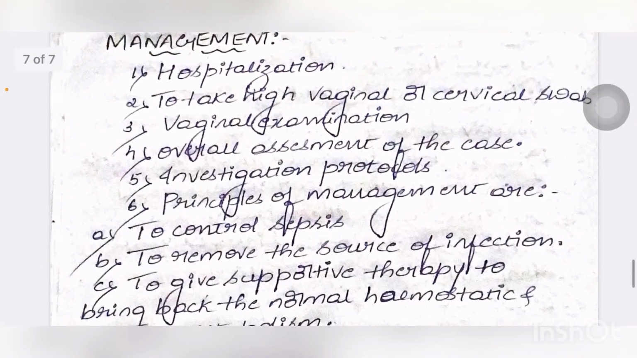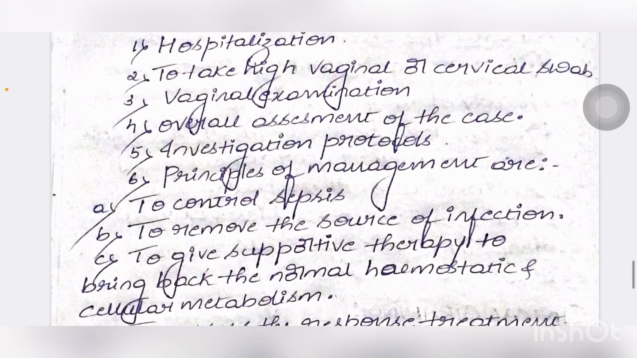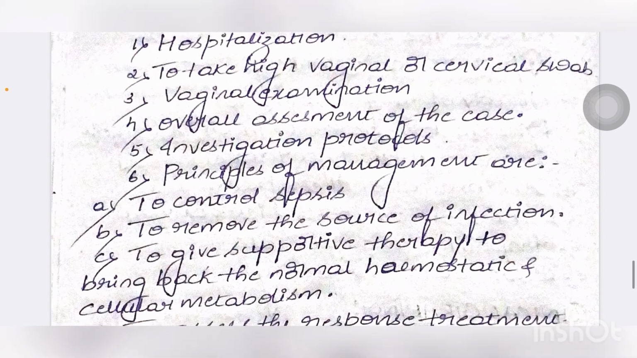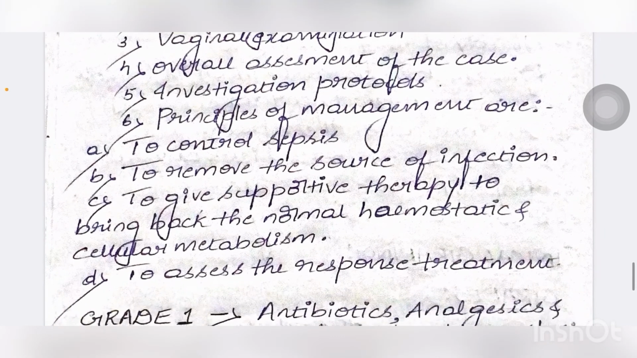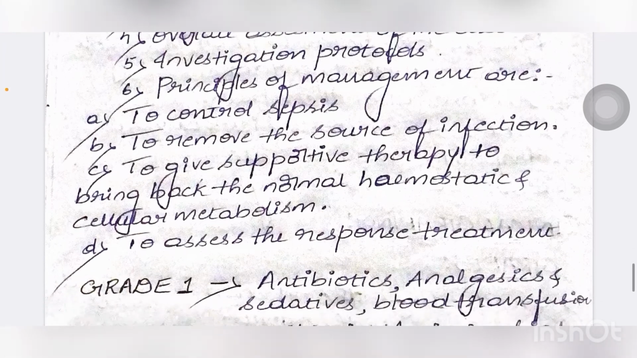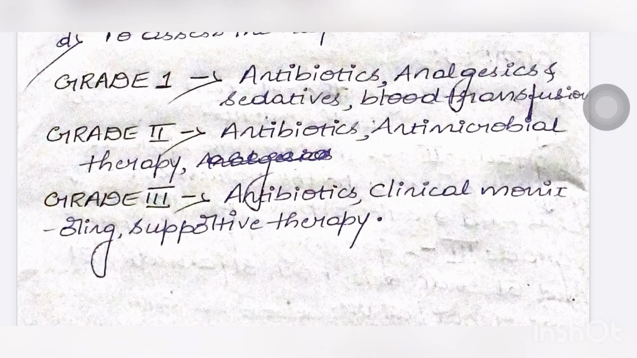What is the management here? First is hospitalization. Second is to take a high vaginal or cervical swab. Third is vaginal examination. Fourth is overall assessment of the case. Fifth is investigation protocols. Sixth, the principles of management are to control sepsis, to remove the source of infection, and to give supportive therapy to bring back normal hemostatic and cellular metabolism. And last is to assess the response to treatment.